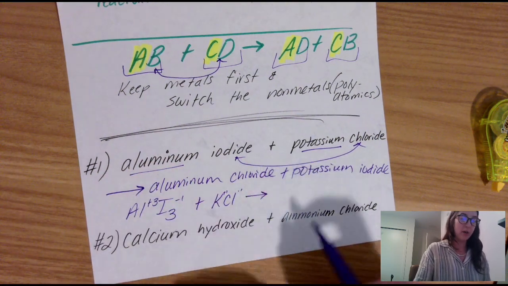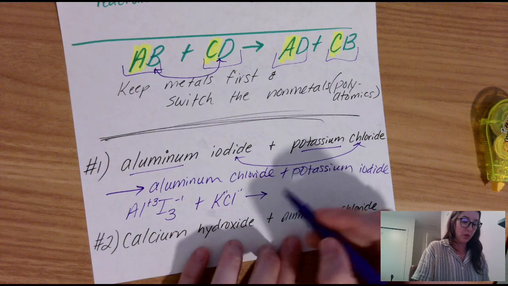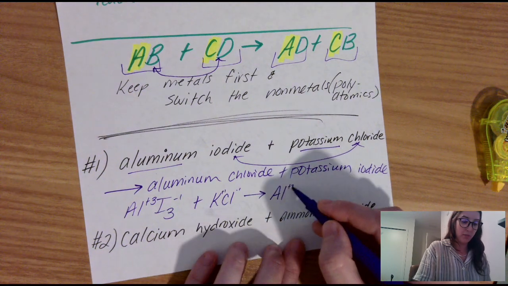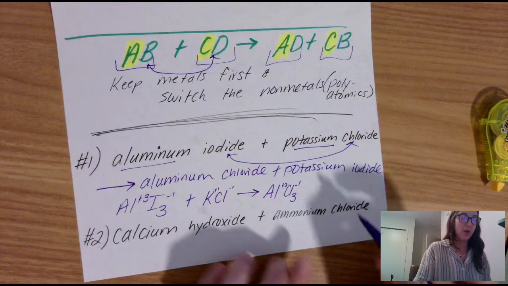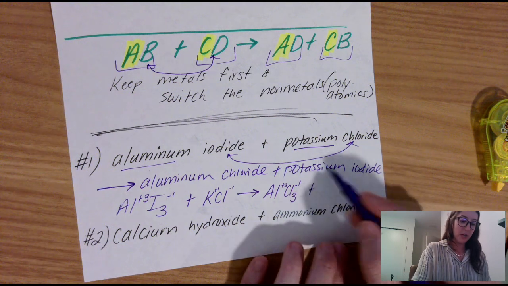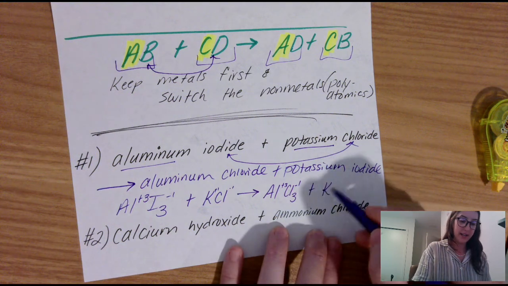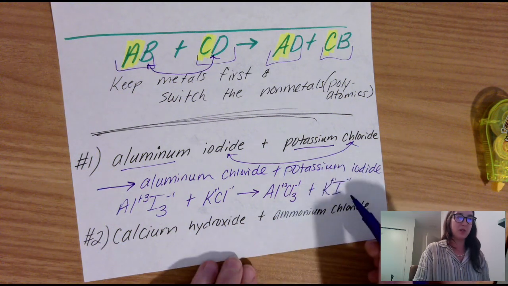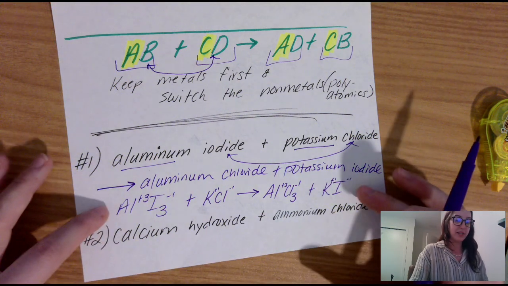We're going to have our arrow for the producing sign, aluminum chloride. So Al, again, +3, Cl -1, so AlCl3 plus potassium, K, iodide, I, +1, -1, so that's good, okay? Now again, this reaction's not balanced.